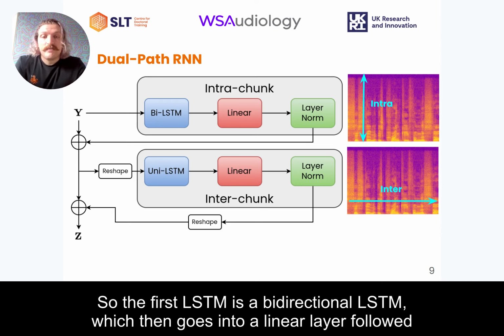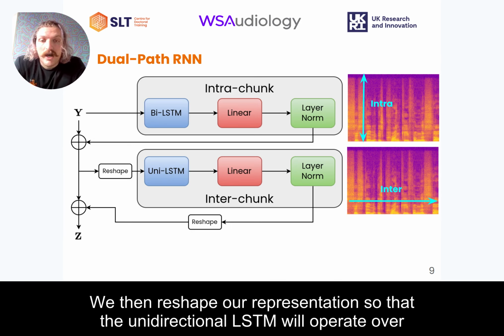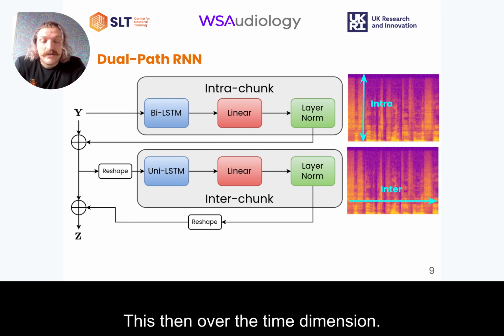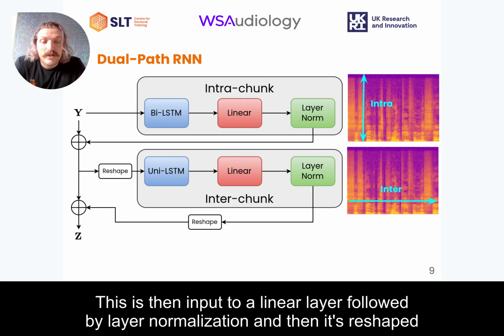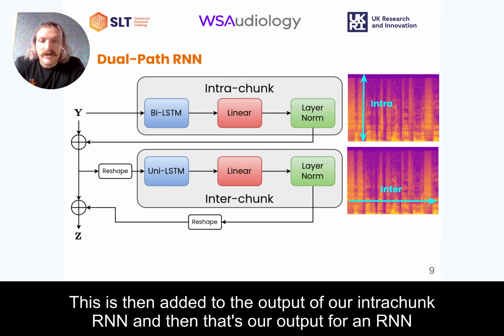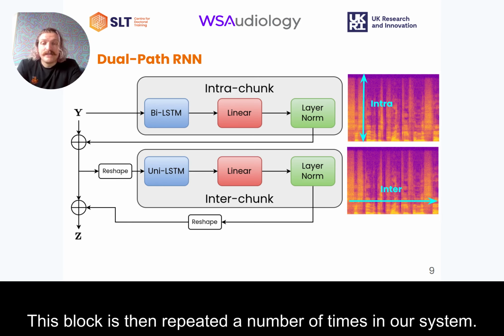So the first LSTM is a bidirectional LSTM, which then goes into a linear layer followed by layer normalization. This is then added to our input. We then reshape our representation so that the unidirectional LSTM will operate over the time domain. Over the time dimension, this is then input to a linear layer, followed by layer normalization, and then it's reshaped to its original shape. This is then added to the output of our intrachunk RNN, and that's our output for an RNN block. This block is then repeated a number of times in our system.